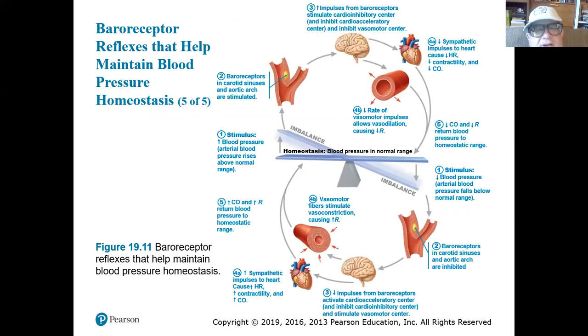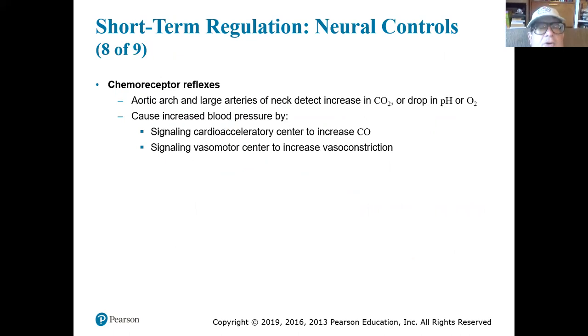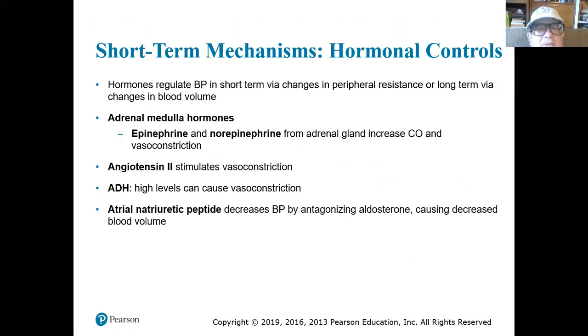Yeah, we got past there. All right, so chemoreceptors. Yeah, we did that.